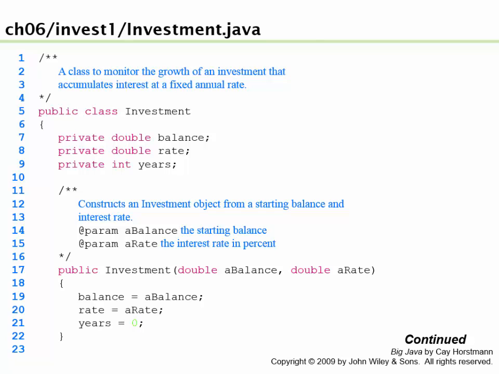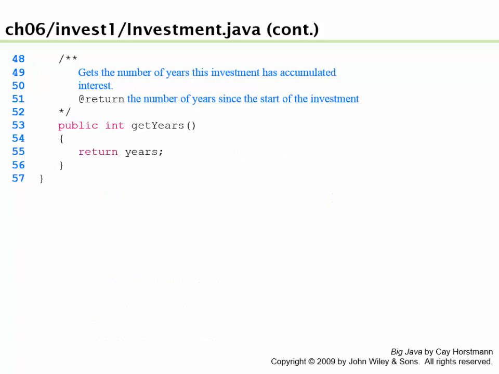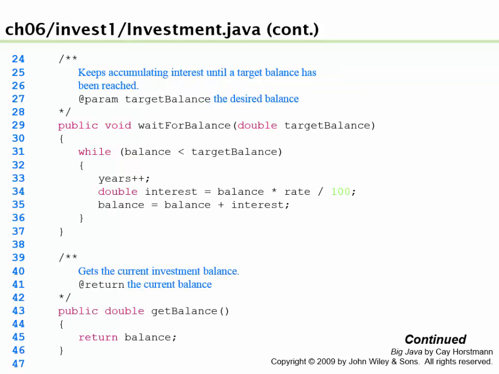Let's go on to the next slide. Next, we put in the get balance. That's just an accessor. And then finally, how many years? Now, does it have any methods? Oh yeah, wait for balance. So you just put in the target balance. It figures out how long you're going to have to wait to get that target balance.